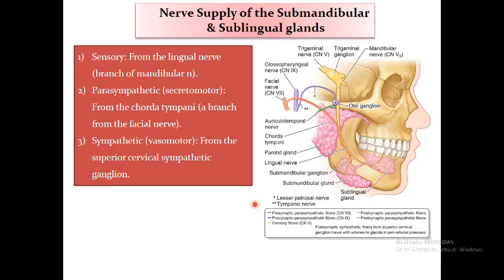About the nerve supply of the submandibular and sublingual salivary glands, both together, the sensory innervation comes from the lingual nerve, same as the tongue. It's a branch of the mandibular, a branch of the trigeminal. About the parasympathetic innervation, it comes from the chorda tympani, also like the tongue, a branch of the facial, the seventh cranial nerve. About the sympathetic innervation, like any structure in the neck, it is from the superior cervical ganglion.